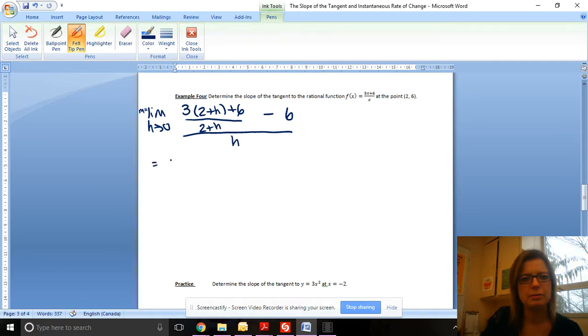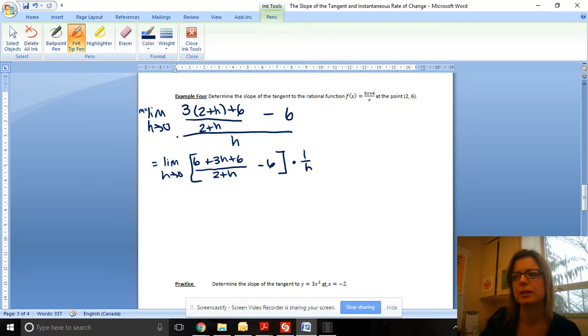Okay, so now what are we going to do with this? Well, don't freak out. You just got to trust yourself that you can do this. So expand the top. You get 6 plus 3h plus 6 all over 2 plus h minus 6. And I'm just going to put that in brackets and multiply it by 1 over h instead of just making it look like some huge division, just because I think this looks nicer. So dividing by h is the same thing as multiplying by 1 over h.